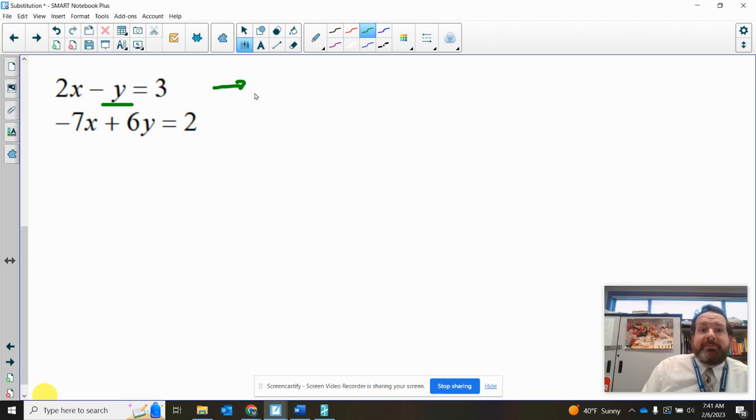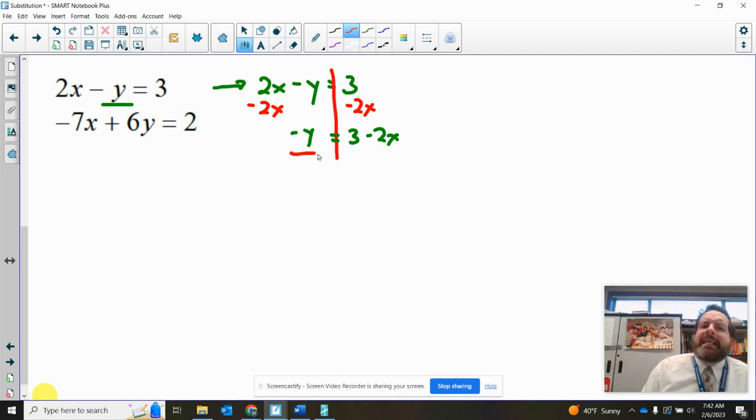So let's come this way. I'm going to take this top equation. My goal is to get this y by itself. So to do that, let's subtract the x's to the other side. Those go to 0. We're left with, don't forget that negative. It's negative y equals 3 minus 2x. You can also write it as negative 2x plus 3. And then let's do a division by negative 1.